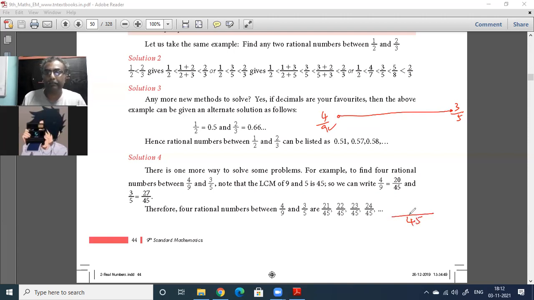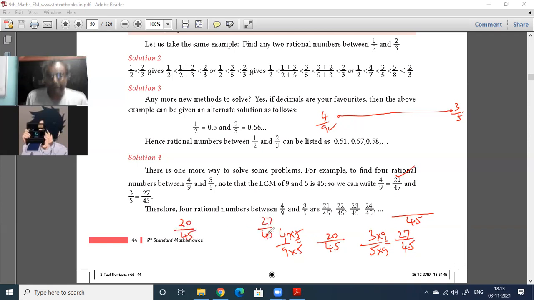Based on that, what are they writing? They are writing the denominators based on the LCM. 4 by 9 becomes 4 into 5, 20 by 45. And 3 by 5, you have to get it into 45. How much? Into 9. 3 nines are 27. So 20 by 45 and 27 by 45 are there. Between these two, you can now put 21 by 45, then 23 by 45, 25 by 45, and 26 by 45. You can put like that.